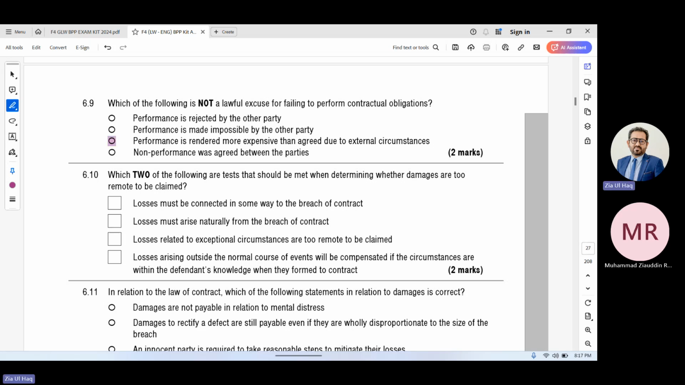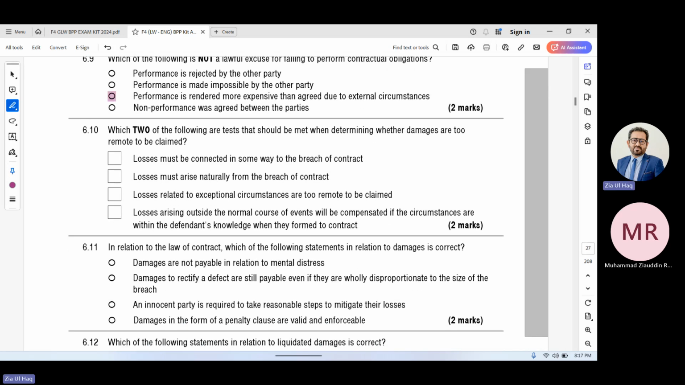Expensive than agreed due to external circumstances, then why you agreed? 6.10. Which two of the following are tests that should be met when determining whether damages are too remote to be claimed? Losses must be connected in some way to the breach of contract. Remote damages. Losses must arise naturally from the breach of contract.